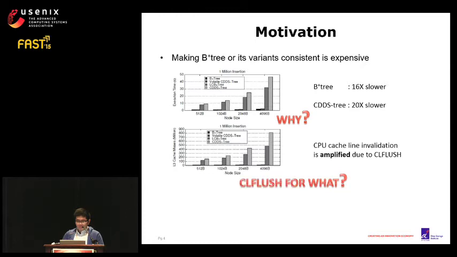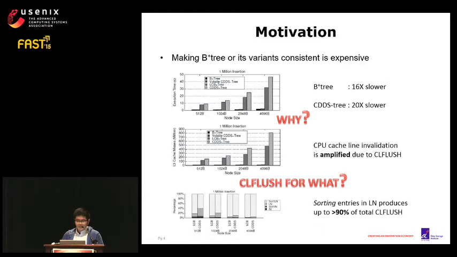To optimize this, we further investigated the amount of cacheline flushes for different purposes. We found that more than 90% of the cacheline flushes are spent on sorting entries in leaf nodes. Imagine inserting an entry in a leaf node, because both trees keep entries sorted in their leaf nodes.